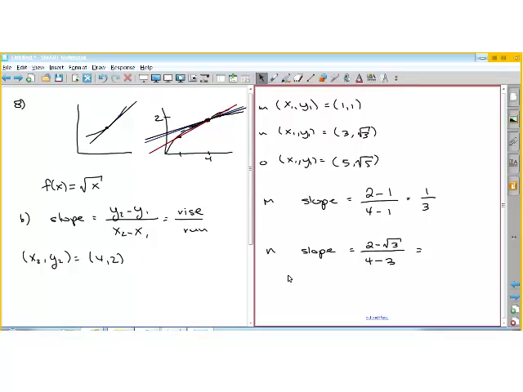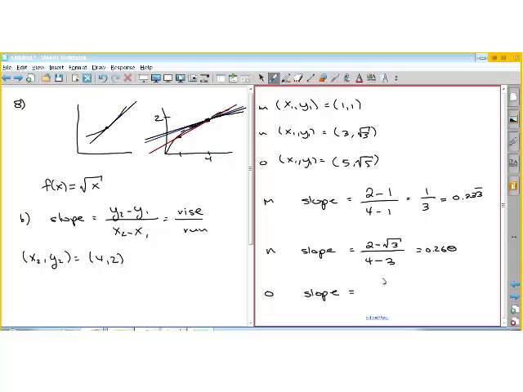Okay, so you take 2 minus the square root of 3 divided by 1, and you get 0.268. And of course, this one is 0.333.